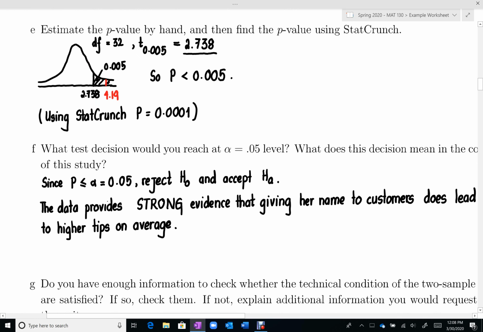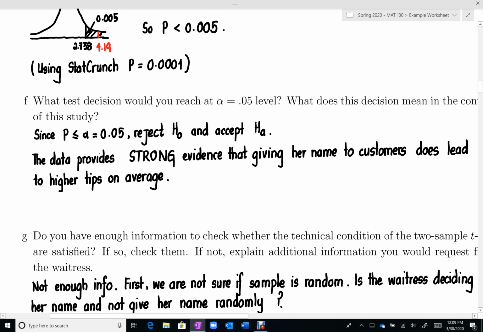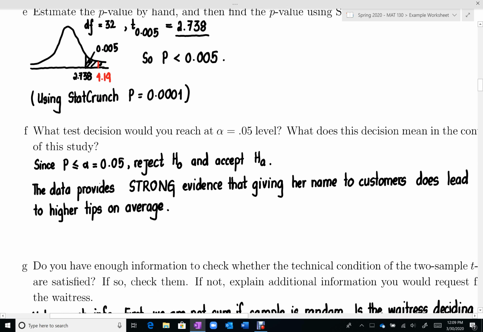However, remember, we are running a non-pooled t-test here. When we're running a non-pooled t-test, there are a bunch of assumptions, technical conditions it should satisfy before we run this test. And those conditions are, well, our sample needs to be simple.